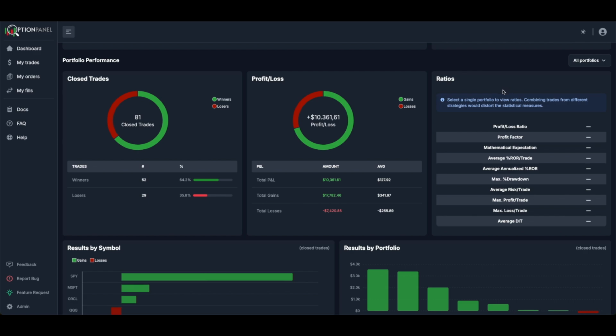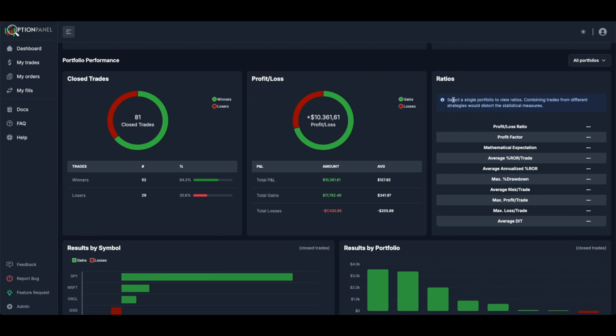Here you will find a set of statistical metrics that go well beyond a simple profit and loss figure, and that are particularly valuable for evaluating option strategies in a rigorous way. Metrics such as the profit factor, which compares gross gains to gross losses, or mathematical expectation, which tells you how much you can expect to gain or lose on average per trade, give you a much more complete picture of your strategy's robustness than P and L alone.